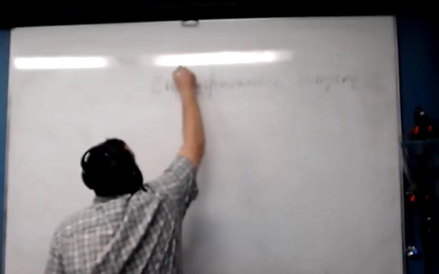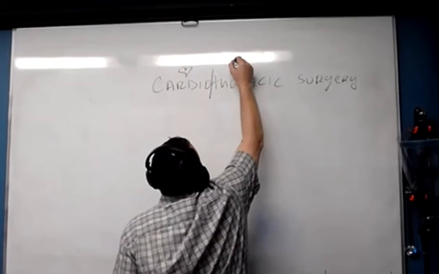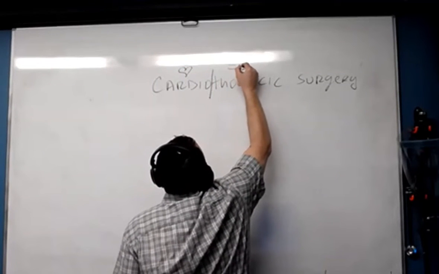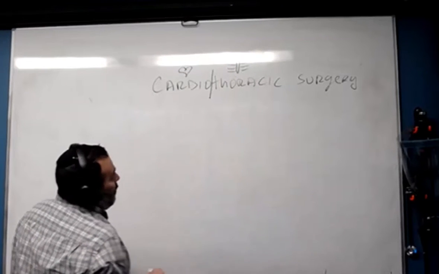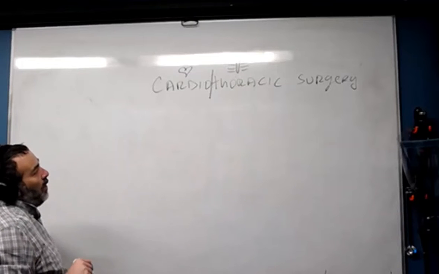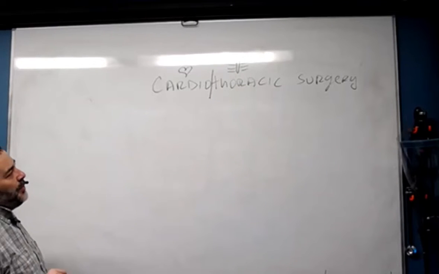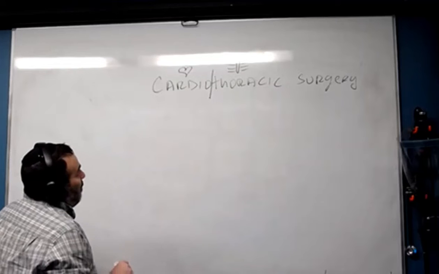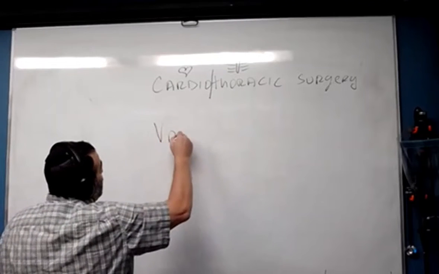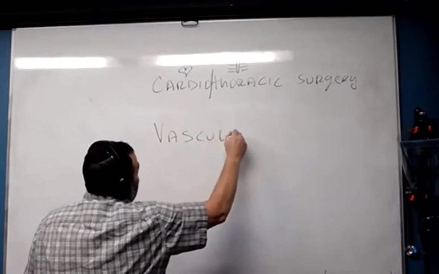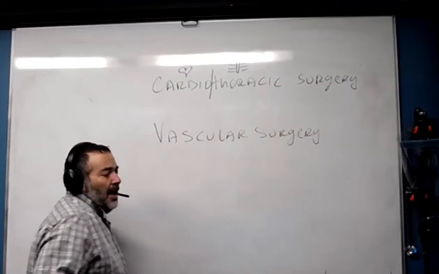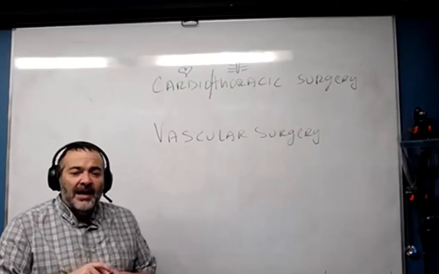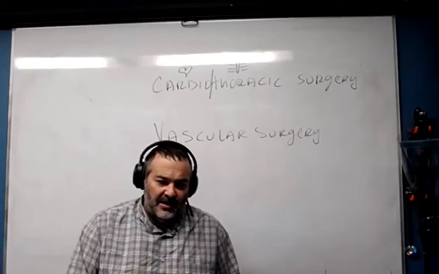It's not cardiovascular surgery. It's cardiothoracic. Cardiothoracic, as you can see, you've got the heart and you've got the chest, like your ribs inside there. So cardiothoracic surgery is surgery of the heart and chest. But we also have a separate branch known as vascular surgery, or surgery that specializes in blood vessels.